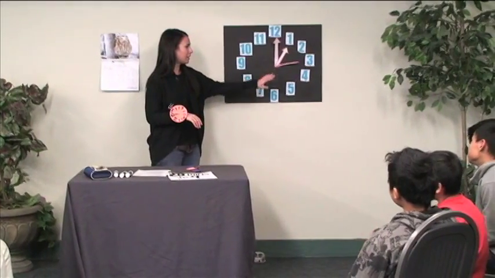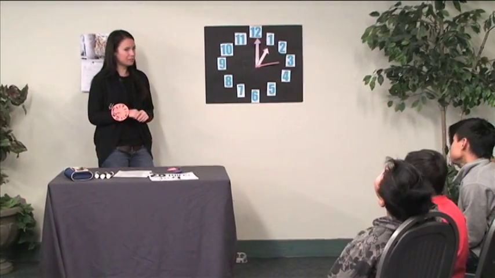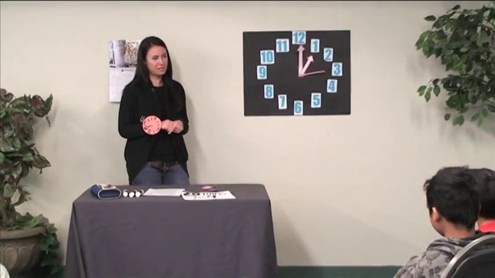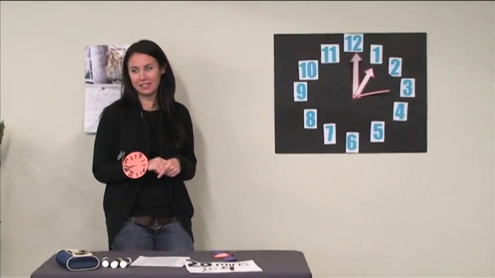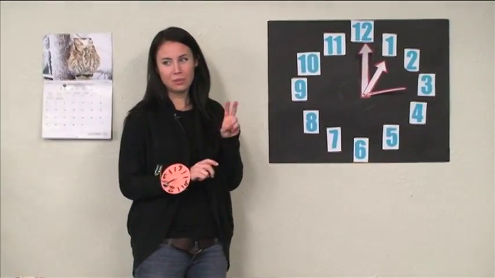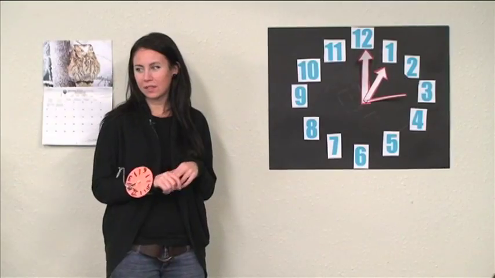We're going to talk about clocks today and about how to tell time. So I have a really big clock here. We're going to review a little bit about it. What do we know about time? We need a clock to know what time it is. Yeah? So there are two types of clocks. Watch. There's a watch.